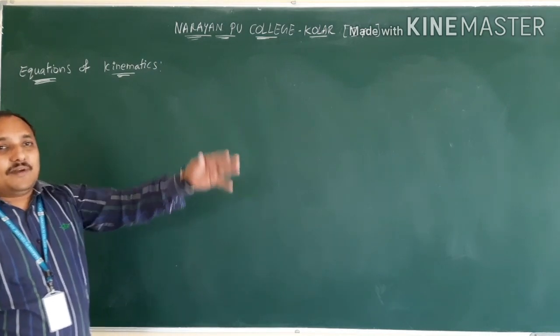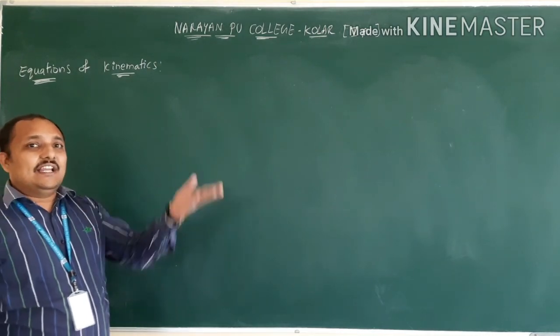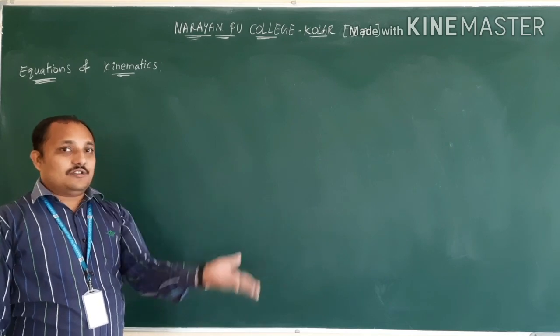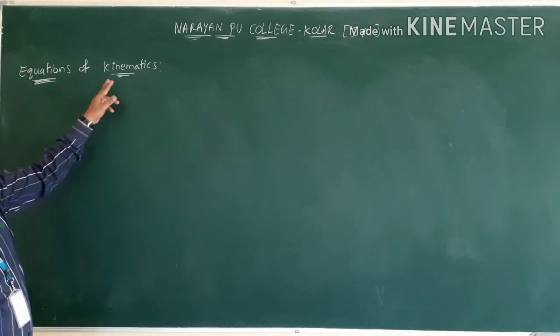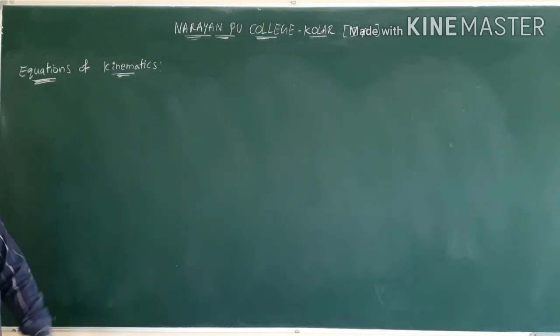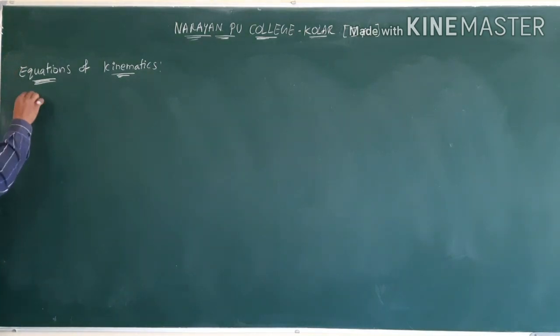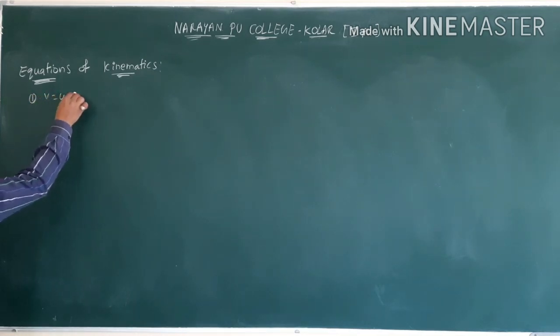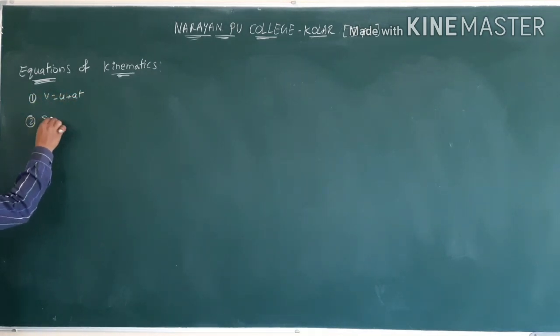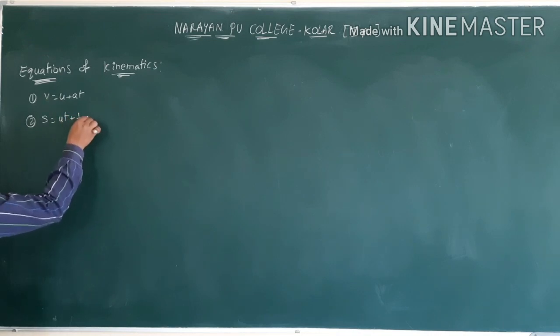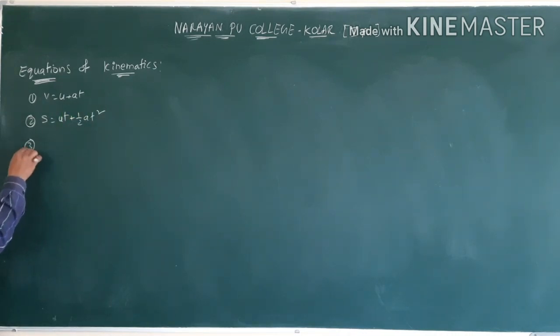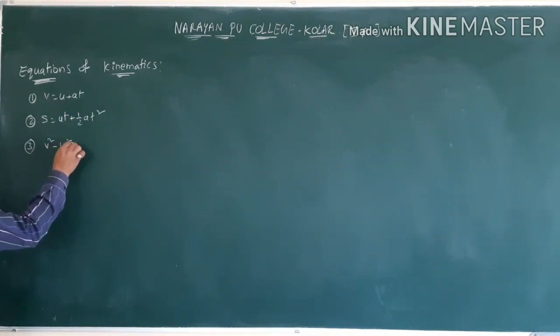Example: a freely falling body, where an object is dropped from a certain height. Like that, a vertically projected body. If you throw an object upwards, that also comes under kinematics, because we don't want to know why it is going upwards. So these equations of motion, again these three only: V is equal to U plus AT; S is equal to UT plus half AT square; and third, V square minus U square equal to 2AS.